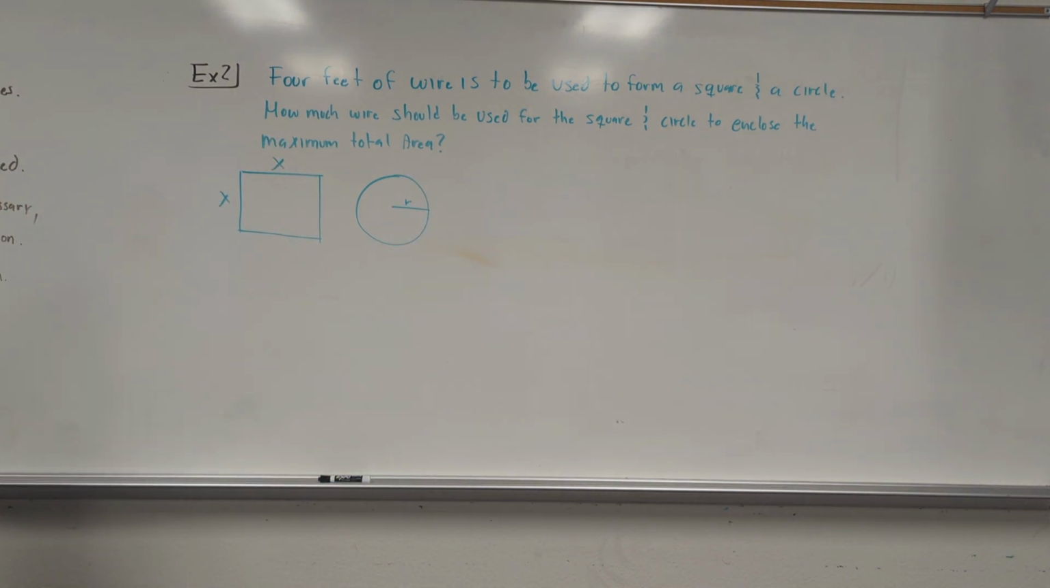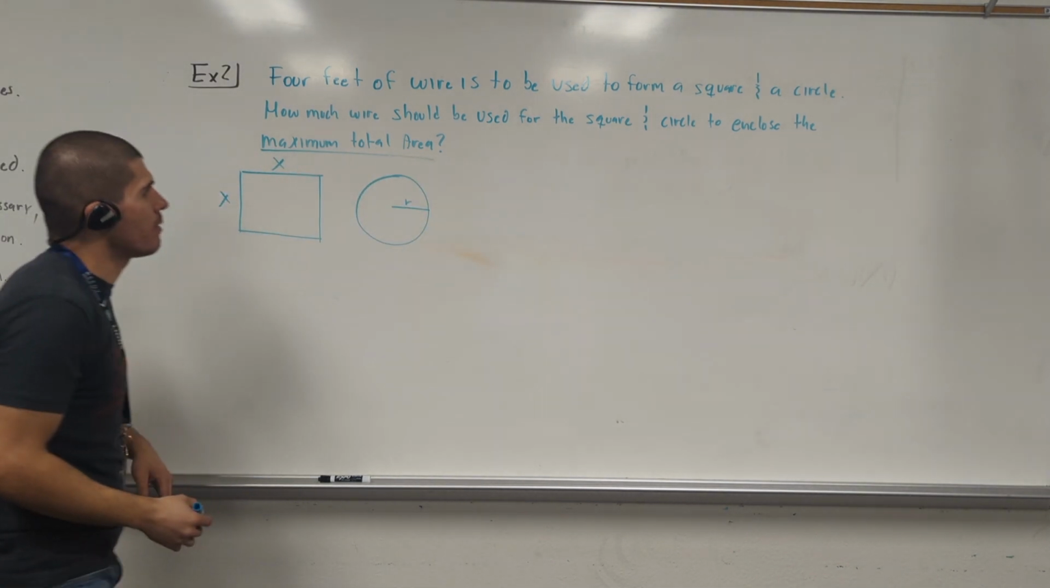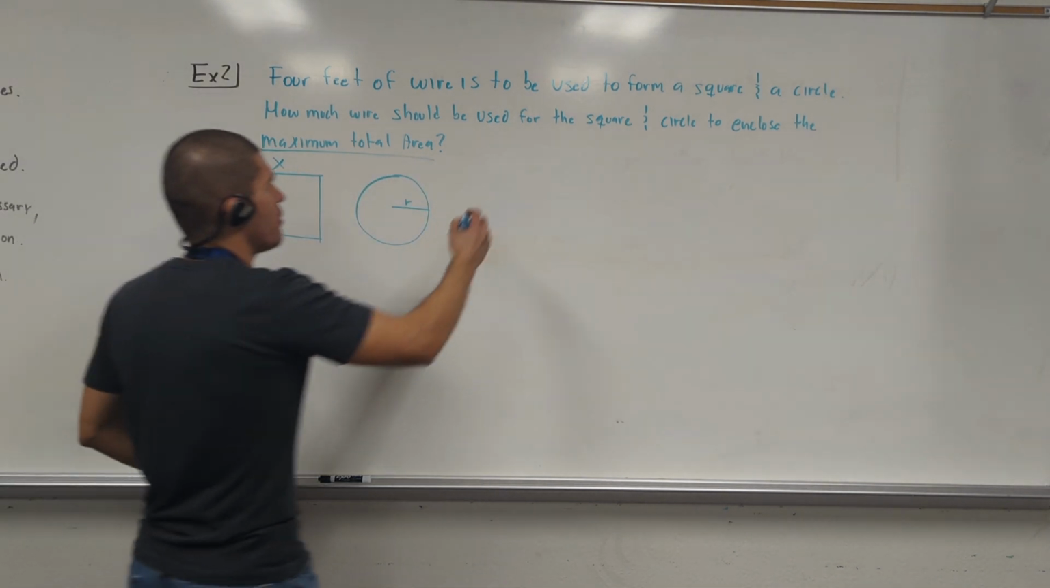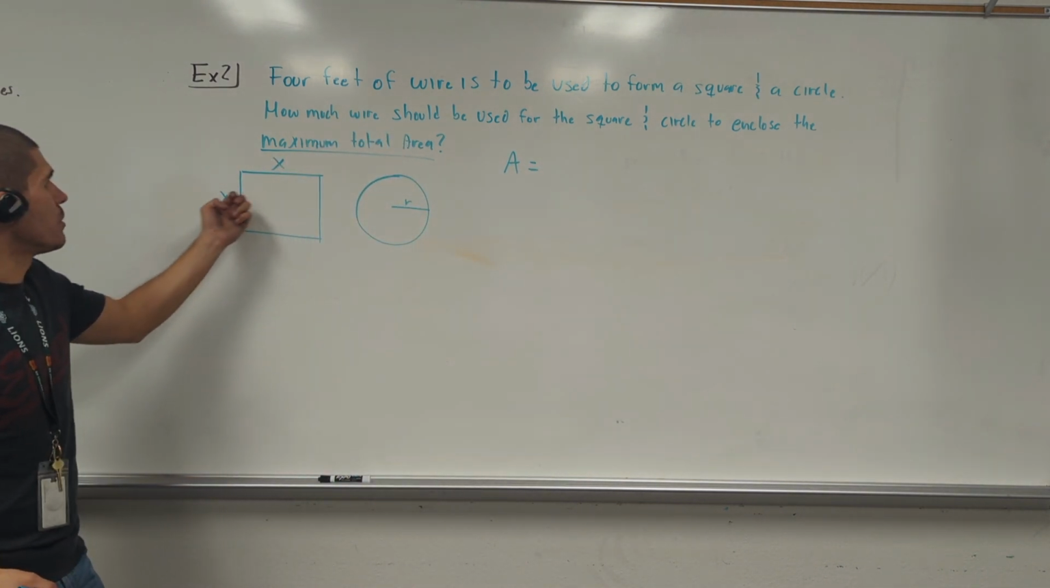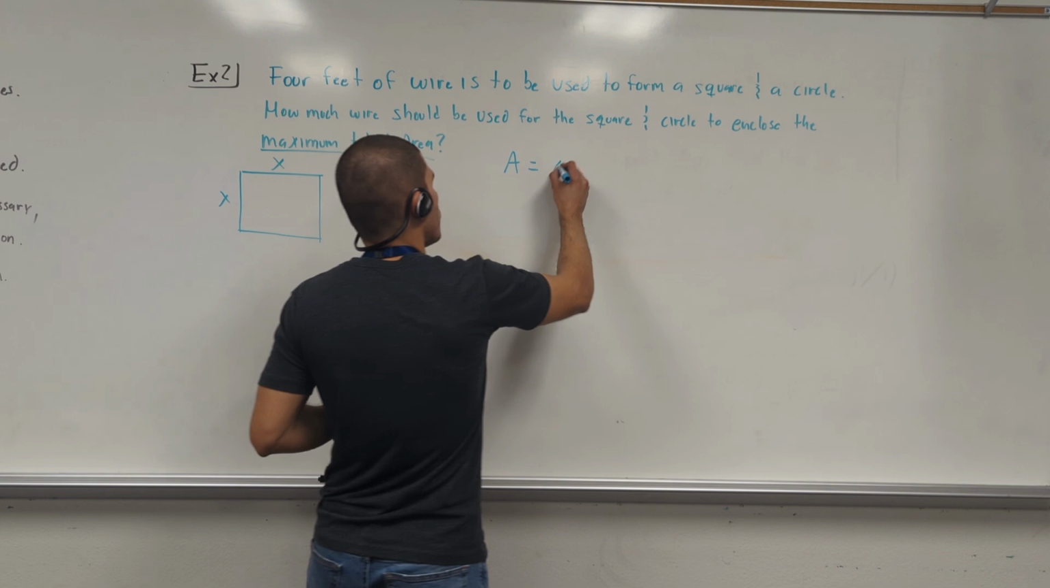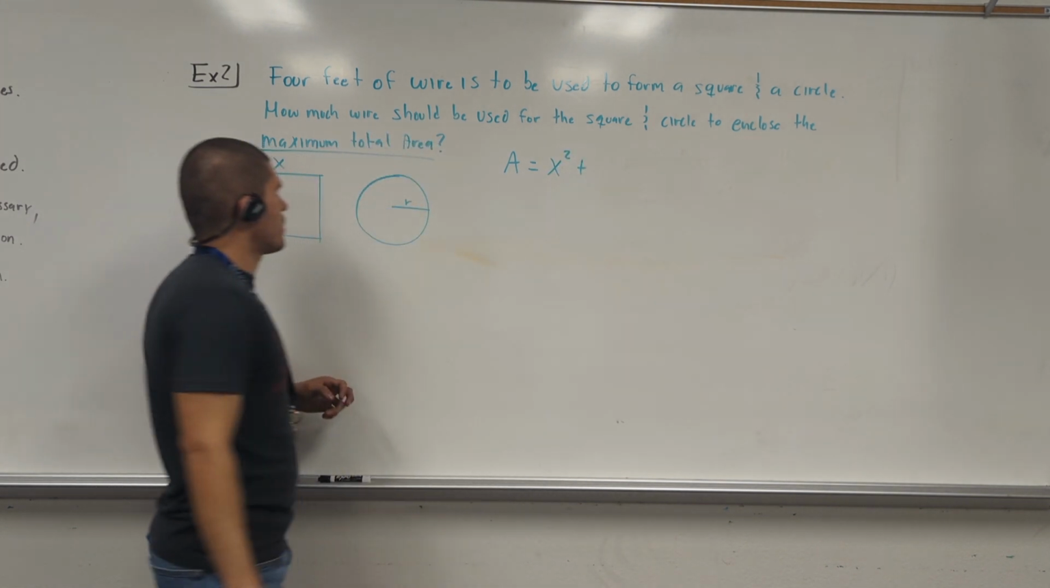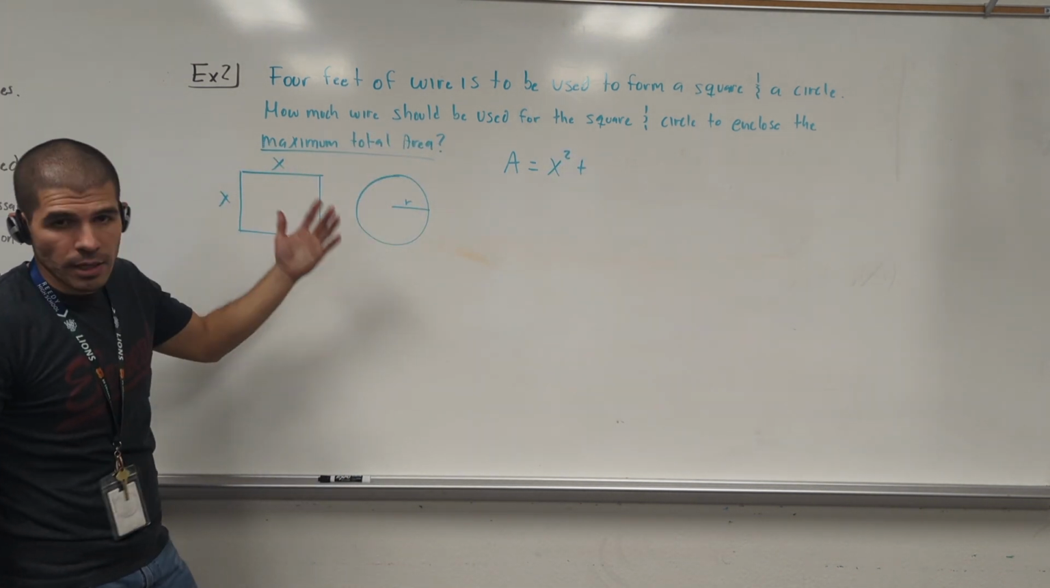Okay, so here's what I need to maximize. I need an equation that maximizes area. Well, I need to know that area in this case should equal the area of the square, which is x times x, so x squared, plus the area of a circle, which in this case is pi r squared.